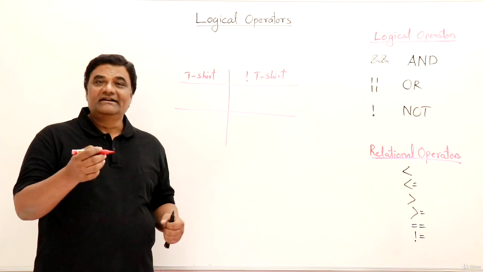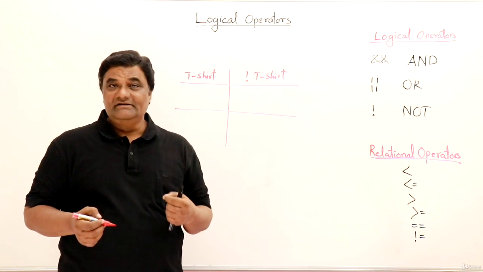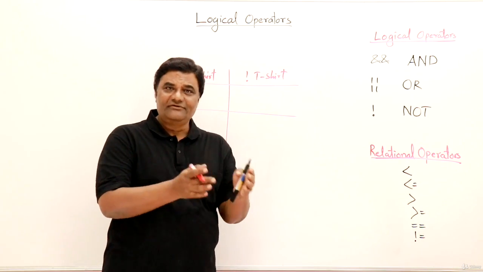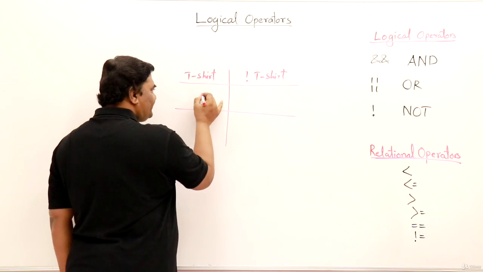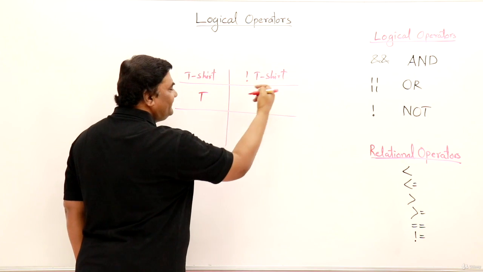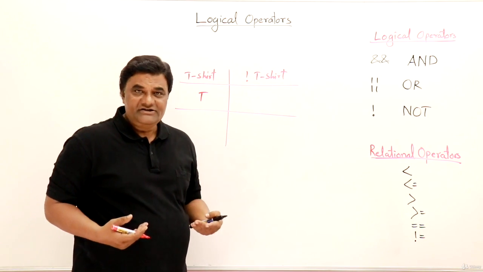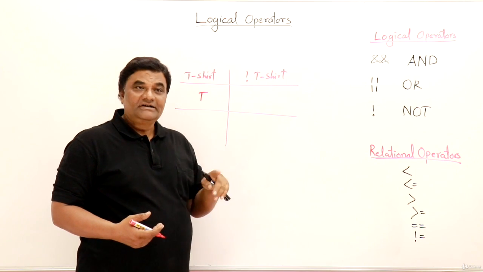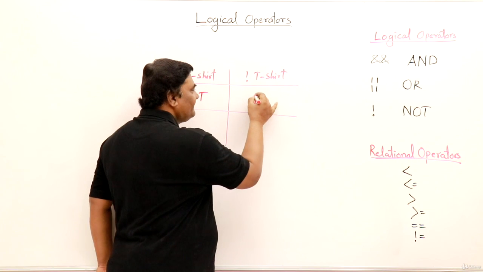Now the last operator, that is not. Not is used for negating a statement. Negating means if it is true, it will become false. If it is false, it will become true. So suppose I am wearing t-shirt, if it is true, then not of that one means not I am wearing t-shirt. So really I am wearing t-shirt, right? True. But not means it is false. Not wearing t-shirt. So it is false.